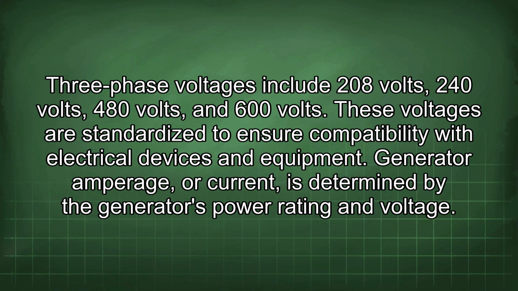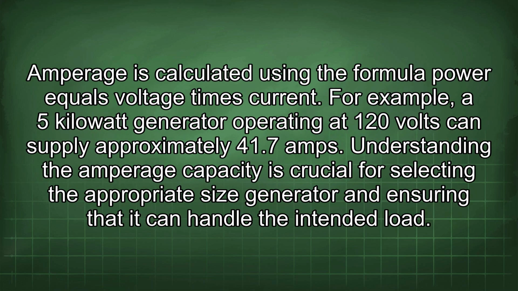Generator amperage, or current, is determined by the generator's power rating and voltage. Amperage is calculated using the formula power equals voltage times current. For example, a 5 kilowatt generator operating at 120 volts can supply approximately 41.7 amps. Understanding the amperage capacity is crucial for selecting the appropriate sized generator and ensuring that it can handle the intended load.